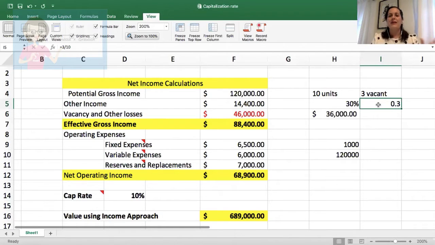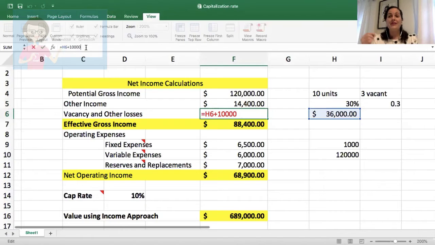The higher the vacancy rate, obviously, the worse for the investor, because that means your potential gross income is not going to be 120,000. This is the reason why I put this in red, because vacancy rate is important to consider. You always have to consider 3 scenarios: the good, the average, and the worst. Now, I also added $10,000 on legal damages, because you might have to foreclose on this person.